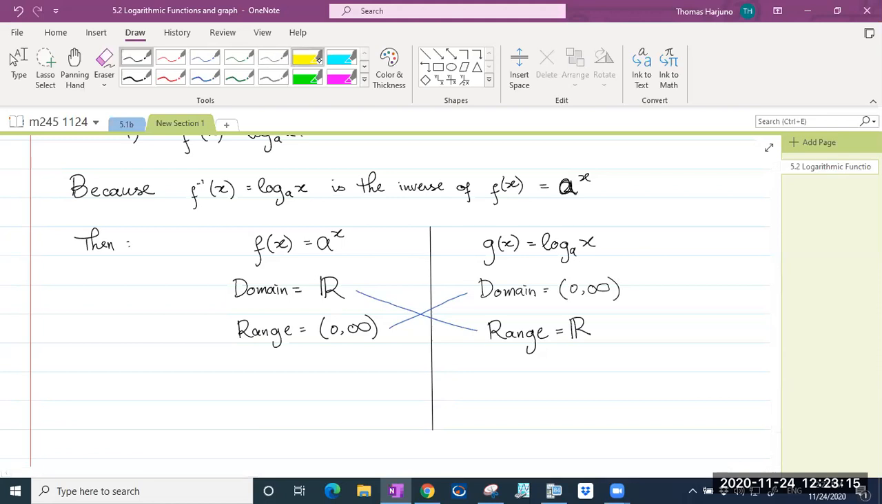Basically you can say that this x here has to be greater than 0. The argument has to be greater than 0.